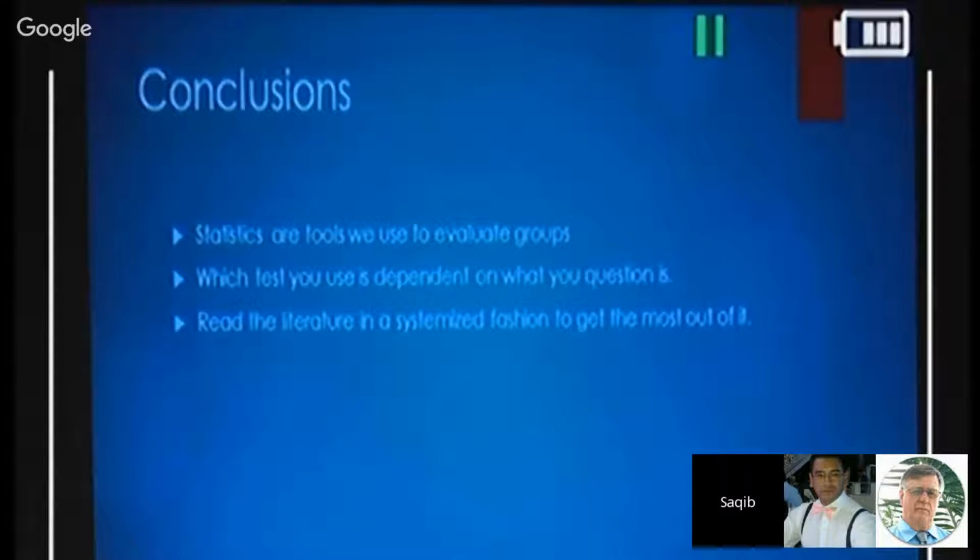So in conclusion, statistics are tools we use to evaluate groups. What test you use is dependent on what your question is. Read the literature in a systematized fashion to get the most out of it.